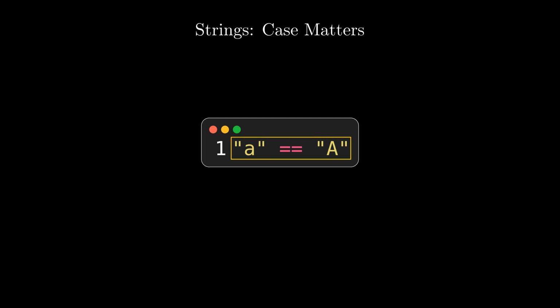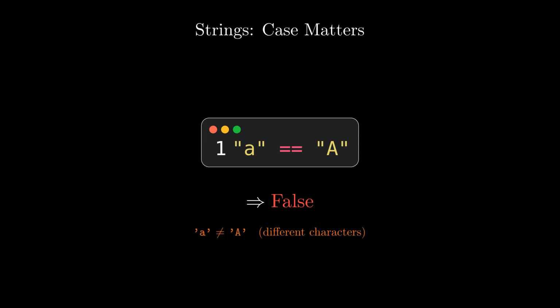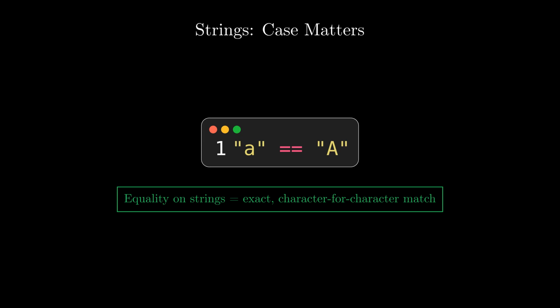Compare the string lowercase a against the string uppercase A with double equals, and Python returns False. Lowercase and uppercase are different characters, so the strings are not equivalent. If a user types their name with different capitalization than what you stored, a direct comparison fails. Keep this in mind whenever you compare text. Equality on strings means an exact character-for-character match.